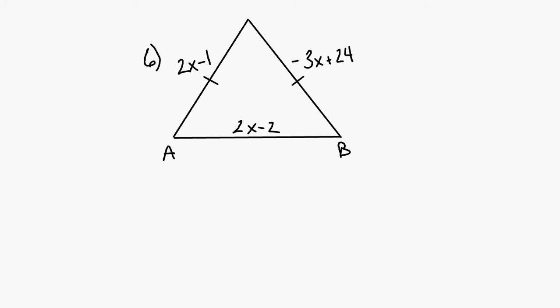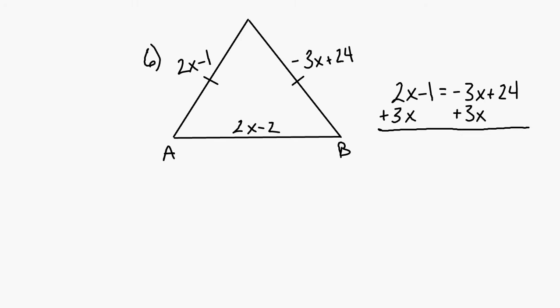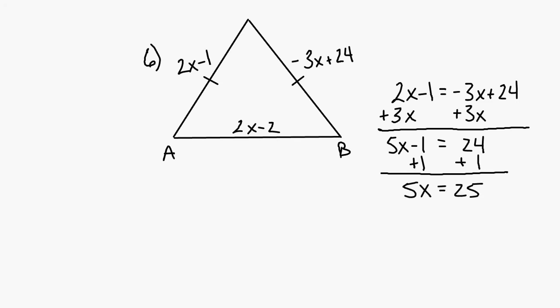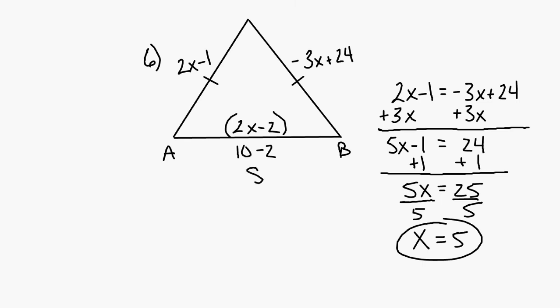Since the left side and the right side are equal to each other, you're going to say that 2x minus 1 is equal to negative 3x plus 24. If you add 3x to each side, then 5x minus 1 is equal to 24. If you add 1 to each side, then 5x is equal to 25. And if you divide by 5, then x is equal to 5. If x is equal to 5, you can go to this expression and substitute a 5 for the x. So you would have 2 times 5, which is 10, minus 2 is 8. That side is 8 units long.